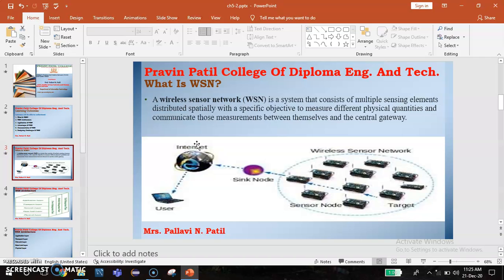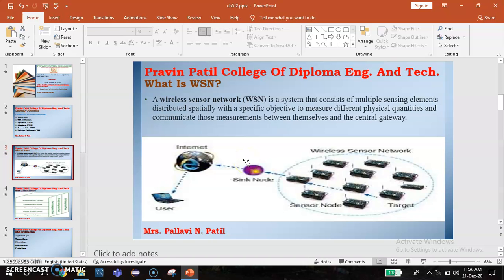WSN is a wireless sensor network. It is a system that consists of multiple sensing elements distributed spatially with a specific objective to measure different physical quantities and communicate those measurements between themselves and the central gateway.